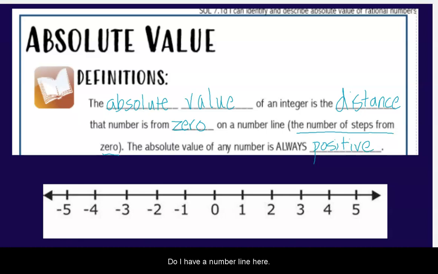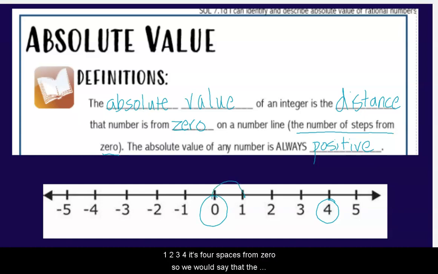So I have a number line here, and you're going to want to draw some number lines today, either on your paper or your dry erase board to practice as we go through the lesson. So in this number line, let's say we look at the number 4. If we look for its absolute value, we're going to look at the distance it is from 0. And the distance the number 4 is from 0 is 1, 2, 3, 4. It's 4 spaces from 0. So we would say that the absolute value of 4 is equal to positive 4.